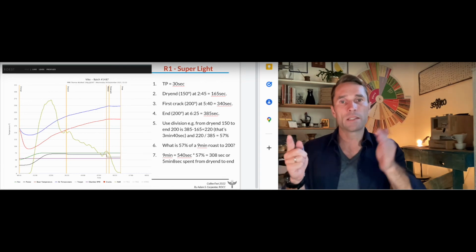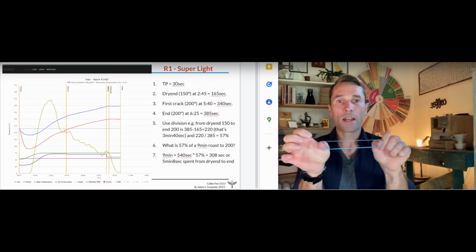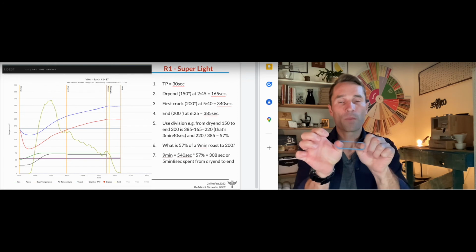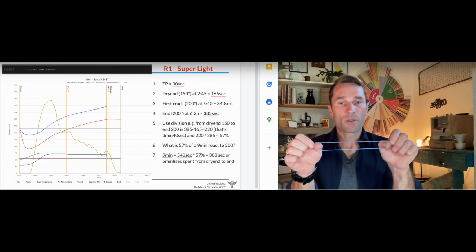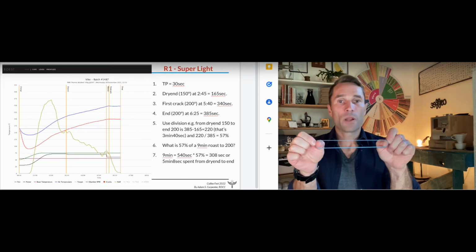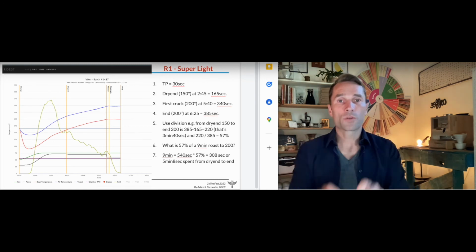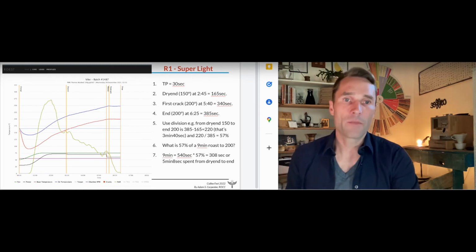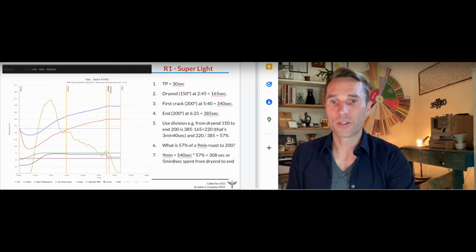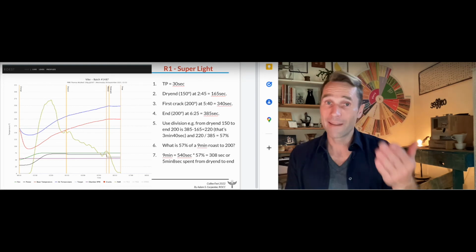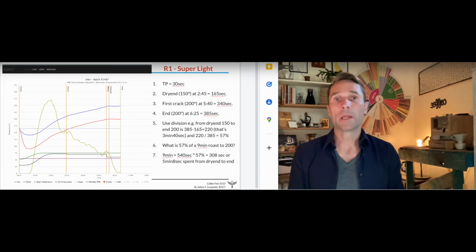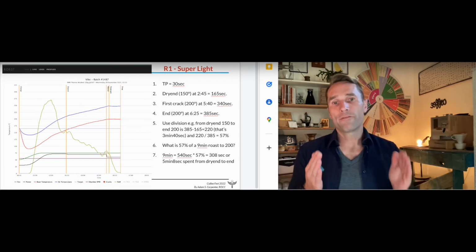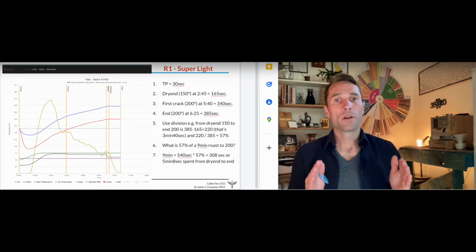So each of these stages can just be stretched that same amount. We can stretch the turning point, stretch the development, stretch the time from dry end to end of the roast, stretch the total roast time. We can use that 57% as a general metric. And I often do find that for a lot of sample roasters up to production, starting with a 1.5 scale is a great place to start.